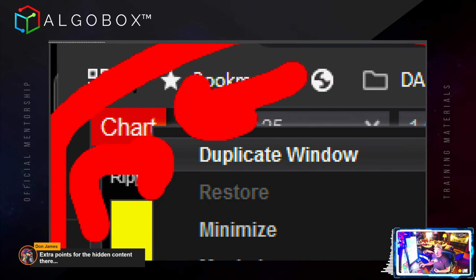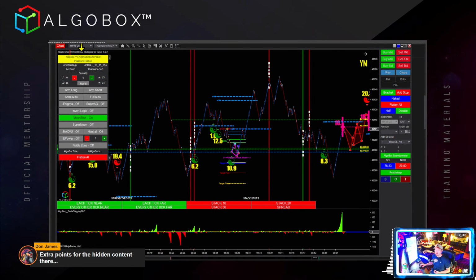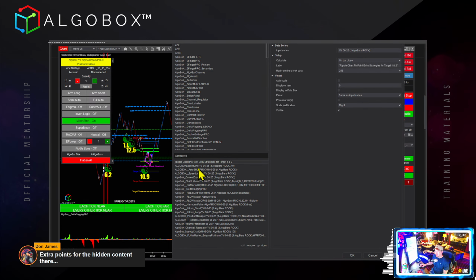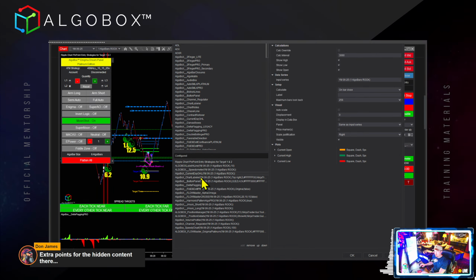Right click on the chart, hit duplicate window, which is what I'm going to do right now so that I can pull some stuff off. Okay, I'm going to duplicate window, put my original off there. I'm going to go into the indicator list here, and I'm going to pull off a bunch of stuff that is not Enigma. I'm going to leave the speedometer on.